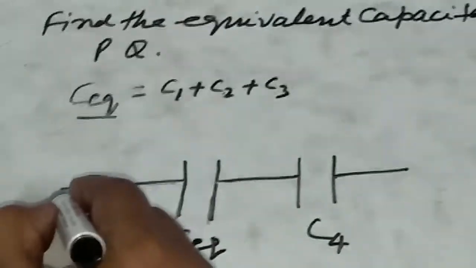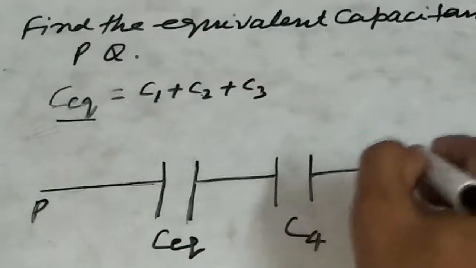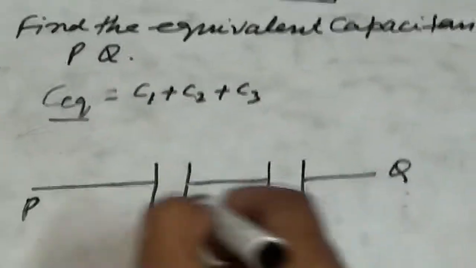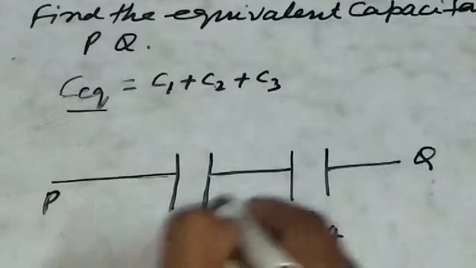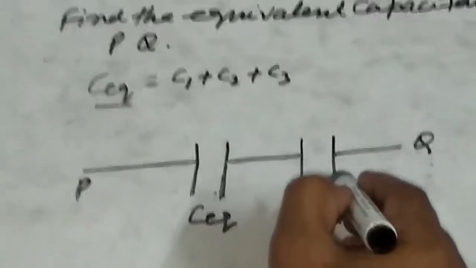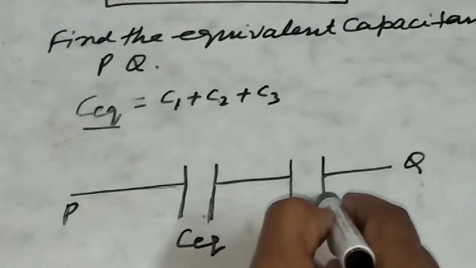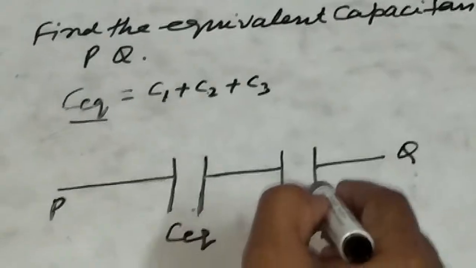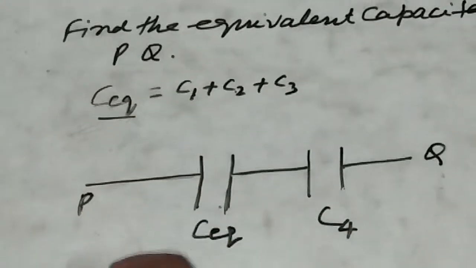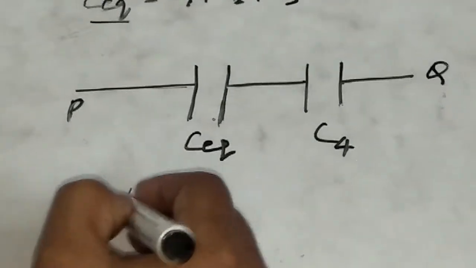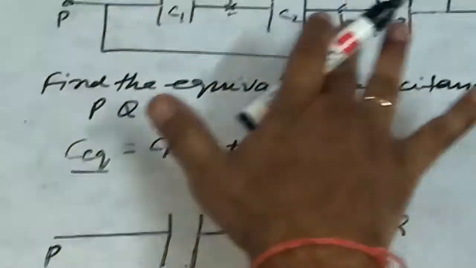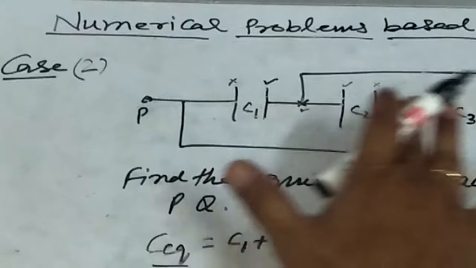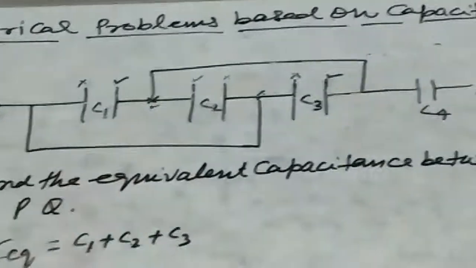Now between P and Q, find the equivalent capacitance of these two. You see the equivalent value of this one, which you have already calculated here. This one and this one are both in series. Again you will apply the formula for the series combination, and then you can find C equivalent dash between P and Q. And in this way you can solve problems like this one based on combinations of capacitors.